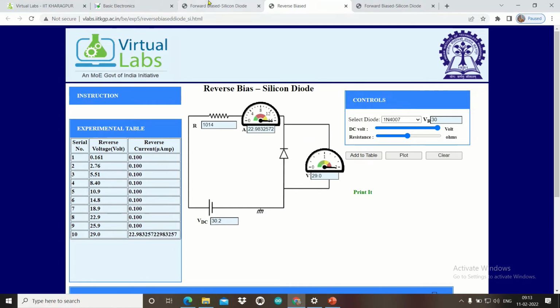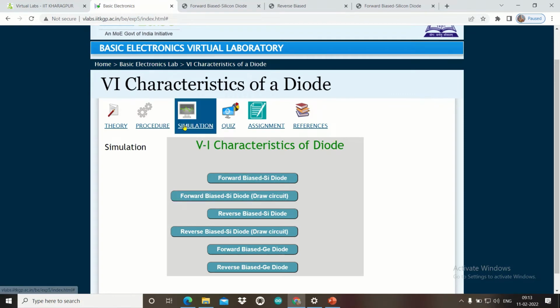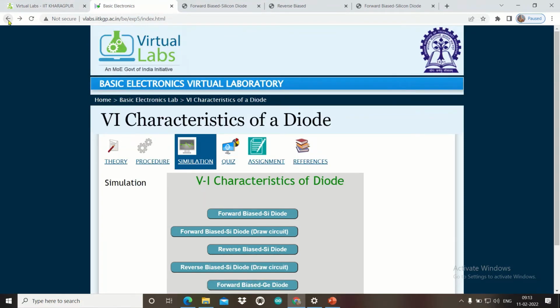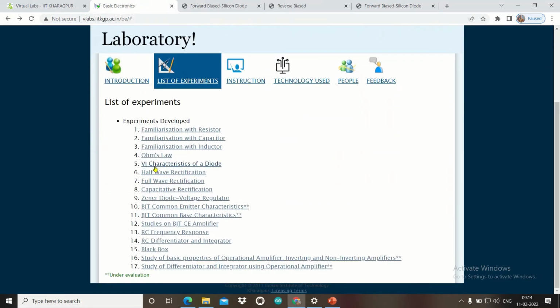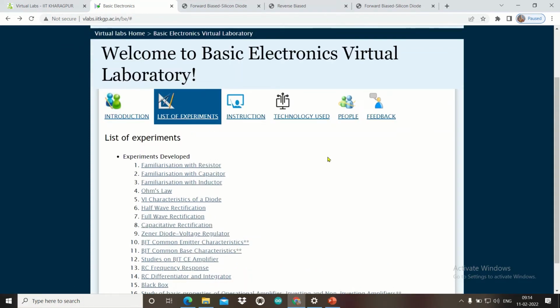Now I would like to tell you that you can go for several experiments of your syllabus, like VI characteristics of a diode. You can go for half wave rectification, you can go for full wave rectification, you can go for Zener diode voltage regulator, BJT common emitter characteristics, BJT CE amplifier. You can go for resistance, capacitance, inductance. So everything is there for you. Kindly use this facility. This is absolutely free, and I hope you will enjoy the sessions with the virtual laboratory.